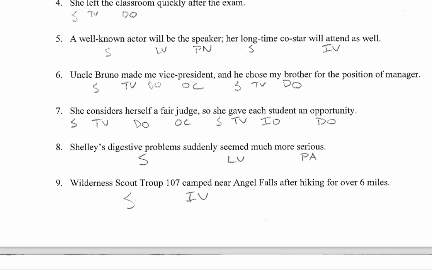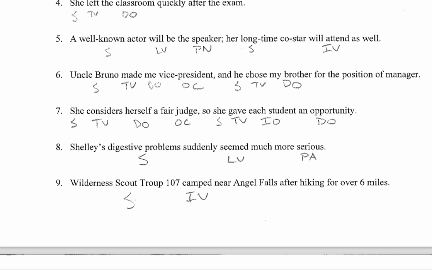5, a well-known actor will be the speaker. So find the main verb. Will be, is this a linking verb? Well, we could say a well-known actor is the speaker. Will be. So yeah, that's a linking verb. So we have to determine, is it pattern 1, 2, or 3? It's pattern 3, or it's the predicate nominative pattern because the speaker is a person, is a thing.